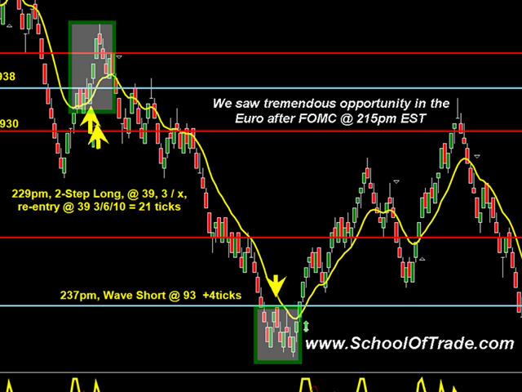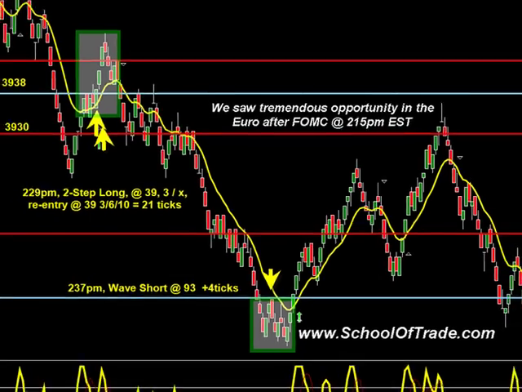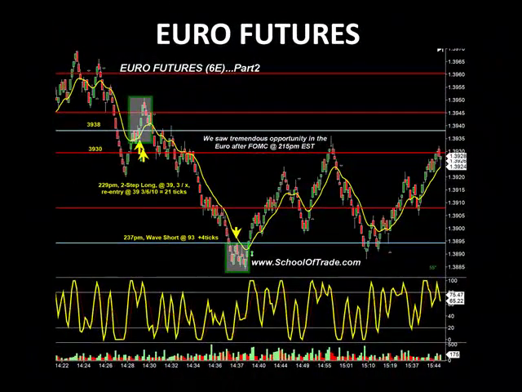Wasn't long thereafter, 2:37, so less than 10 minutes later, another wave pattern short, one of the only trend continuation trades we took all day here. A 4-tick winner short at 93. And then we weren't done yet, guys.